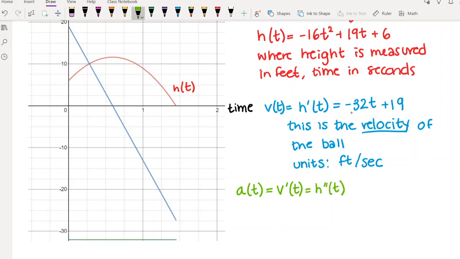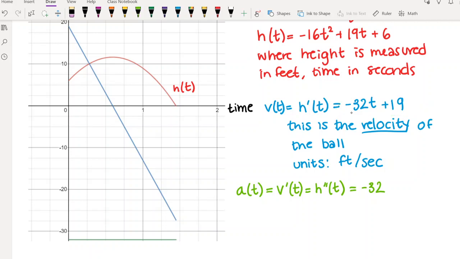Because when you take the second derivative, it's like you're taking the derivative of the first derivative. So because velocity is the derivative of the height, then you take the derivative again and you get the second derivative. So what would that be in this case? It would be negative 32. Because when we take the derivative of this function, we just have negative 32 times t, so the derivative of t is just 1, so we're just left with negative 32, and then the derivative of 19 is 0.